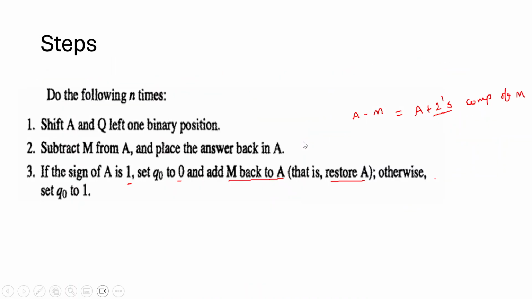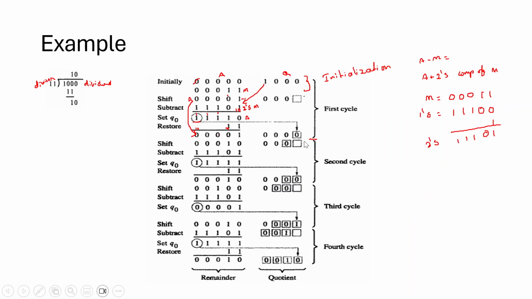What you need to do? Go to the second cycle now. Again, the first step is shift. I am doing the shift operation. While I am shifting, the shift is happening among A and Q. So while shifting, this bit comes here, this bit goes here, and I discard this. After shifting, this is my value.